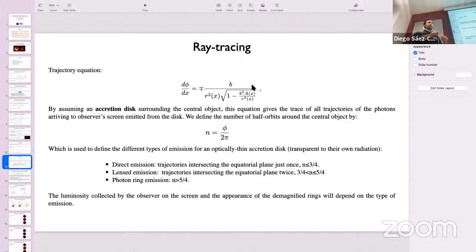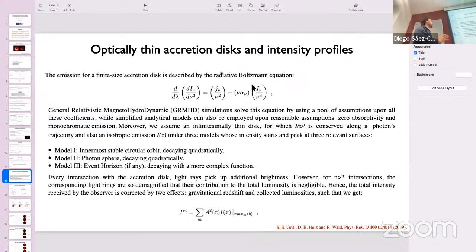Unfortunately, when you compute all the trajectories and the intensity and so the luminosity that you are going to obtain in your screen, you will see that the photon ring emission is highly demagnified, because as we will see later, the other types of emission are much stronger, because every time that a photon goes around, it is picking up additional light, additional intensity. We will see this later. So before doing that, we have to model the accretion disk, because at the end of the day, these photons that are reaching our screen are coming from the physical processes that are taking place in the accretion disk.